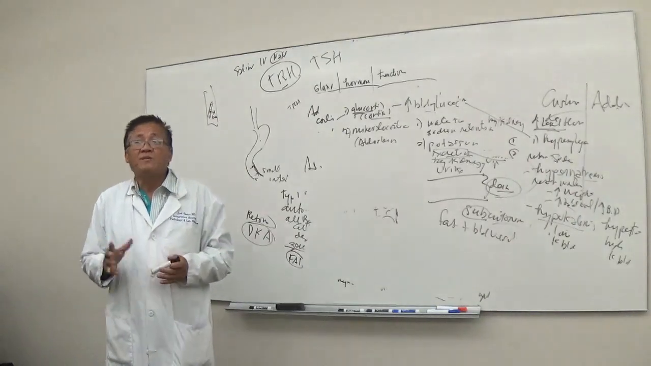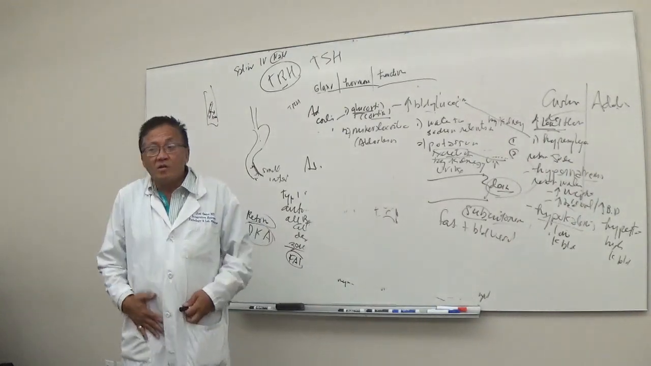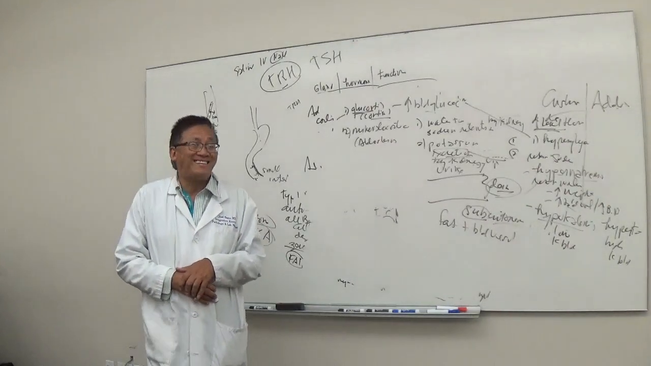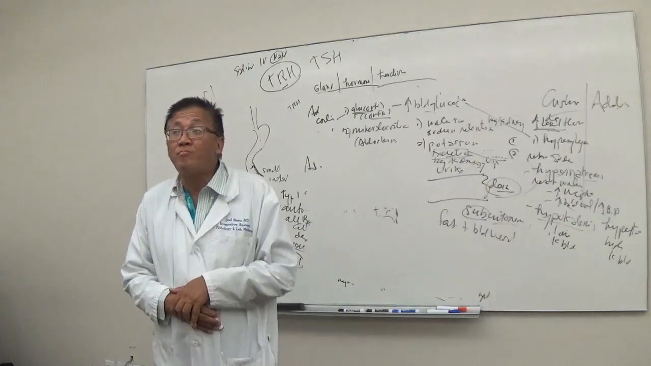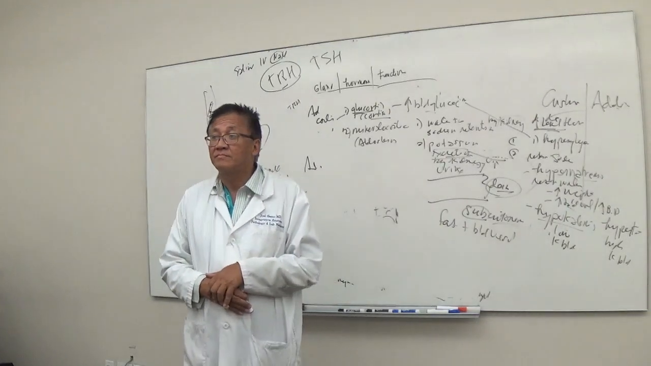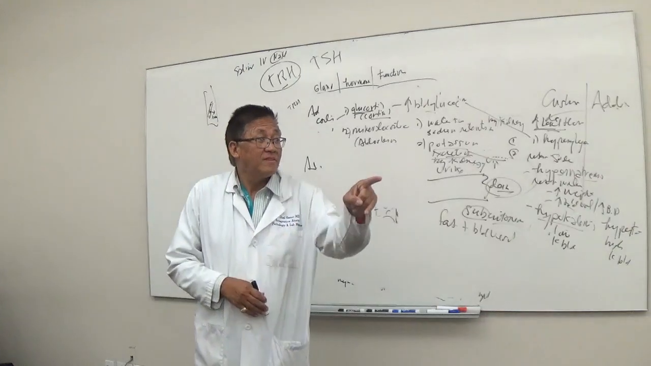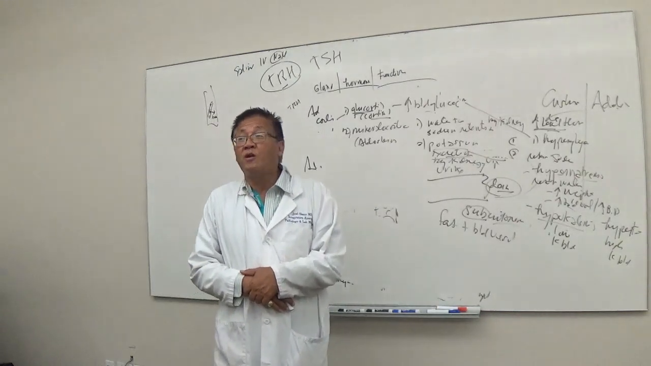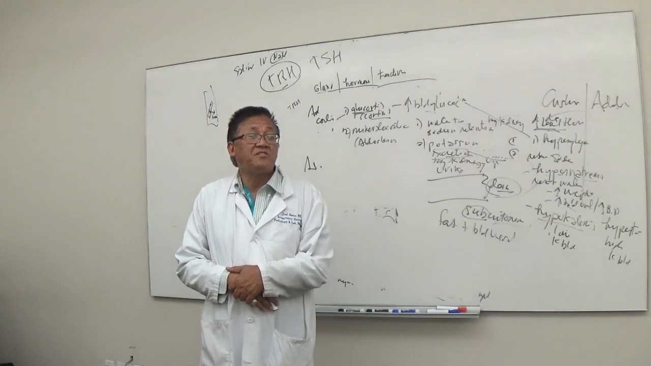Okay. Now, let's move on to the reproductive organs, right? So, men, what's the male gonad? And what's the name of the hormone? And secreted by what cell? Yes, very good. The interstitial cell secretes testosterone, which produces the male secondary sexual characteristics.